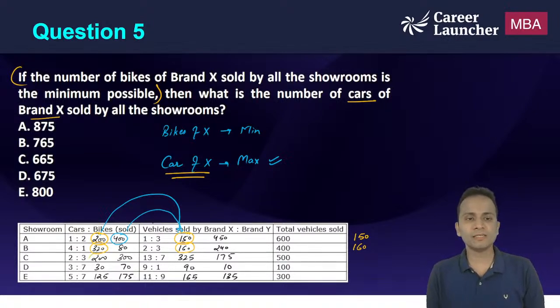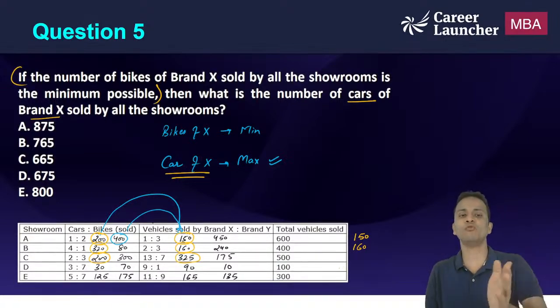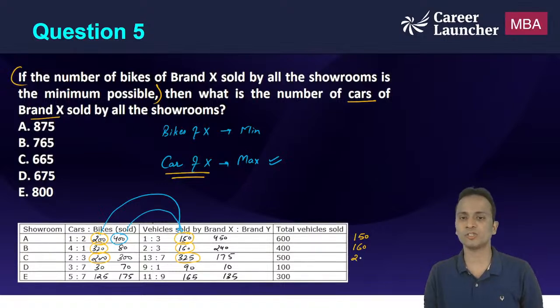Showroom C, there are 200 cars, but brand X can accommodate 325. So all these cars will become of brand X, so 200 will be the number. Similarly, 30 is here and 90 is here, so I'll keep all 30. And 125 is here. 125 cars are there, but brand X can accommodate 165. So all 125 cars are of brand X.